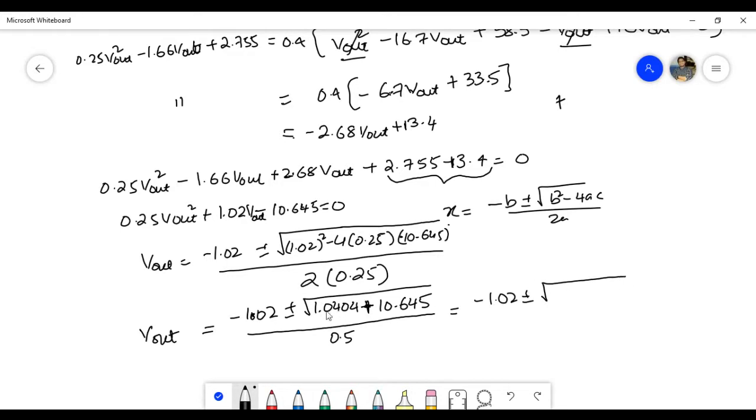So this is 1.404 plus, will be around 11.694. Yes, plus 1.6, 11.6854. 11.685, yes, 6854.